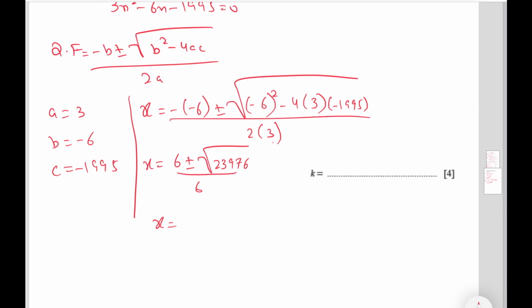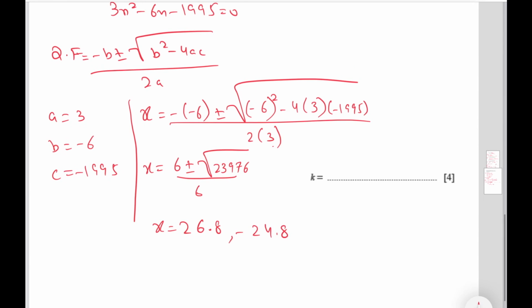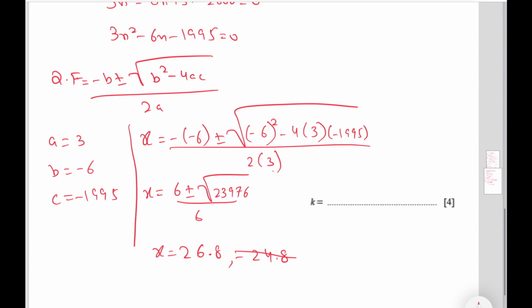If we add 6 to it and then divide by 6, the term that I get is 26.8. And let's see what the other value would be. So 6 minus under root 23,976, and then we divide by 6. The other value comes out to be negative 24.8. We can't use the negative value in this case, so our answer is going to be 26.8.